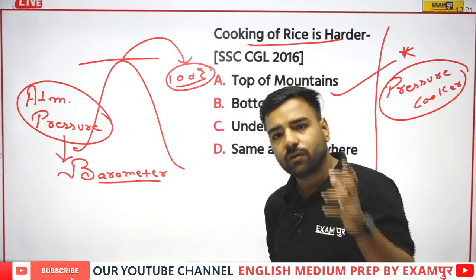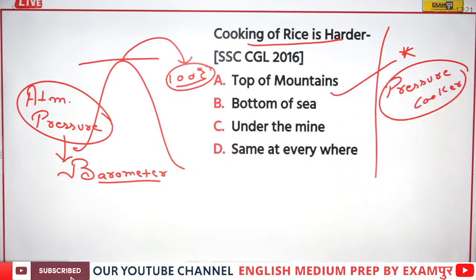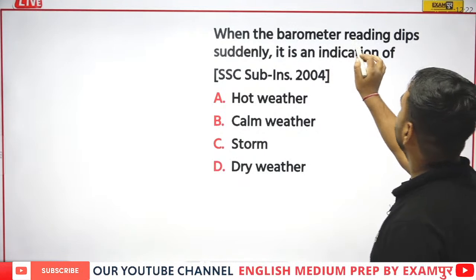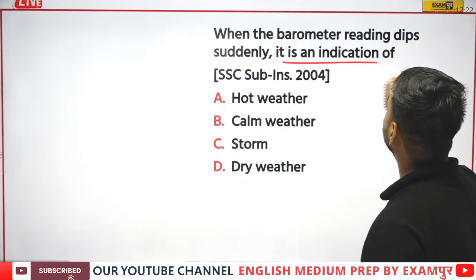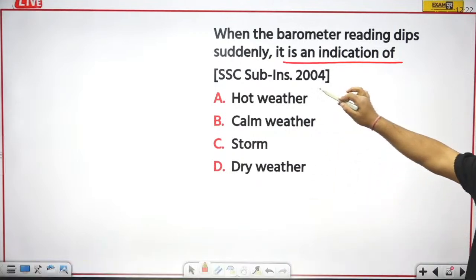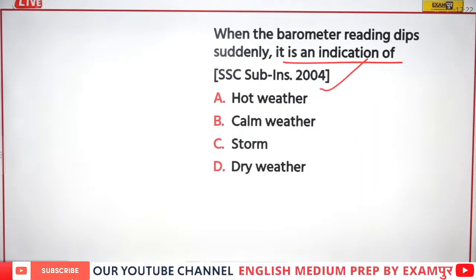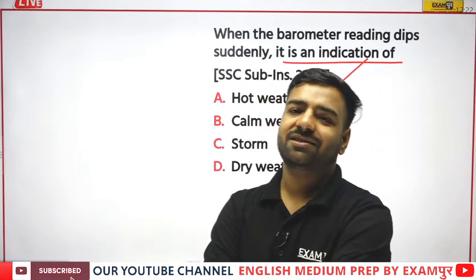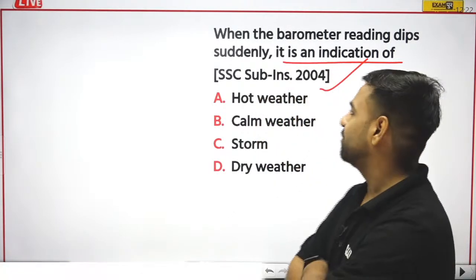What if, there's the next question, I'll just discuss about it here. The condition is, when the barometer reading dips suddenly, it is the indicator of what? It is indicating what? Now this is the question from SSC Sub-Inspector 2004. Sub-Inspector. So both the inspectors are here in the class. So both the inspectors need answer from you both.